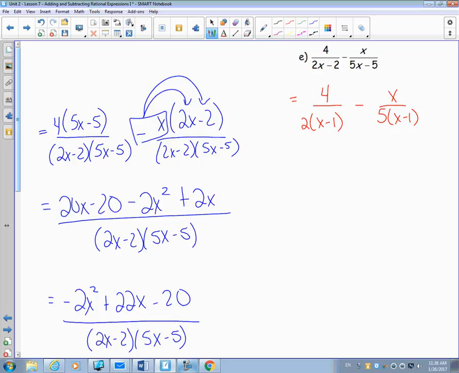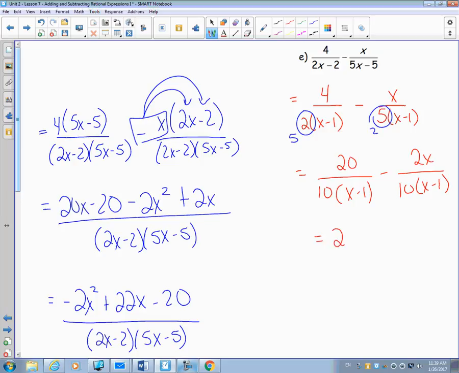So my common denominator needs an x minus 1 in it. But the only difference really is that this is a 2 and this is a 5. And I can make those both into 10s. And that might save us a bunch of time down the road. What do I really need to multiply the first thing by? Just 5. So I get 20 here. The second thing by just 2. So I get 2x over here.